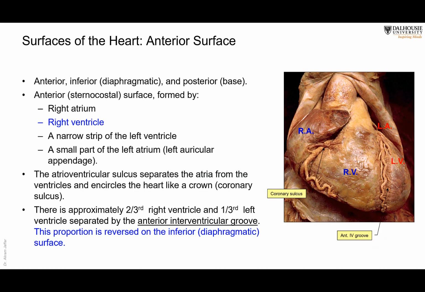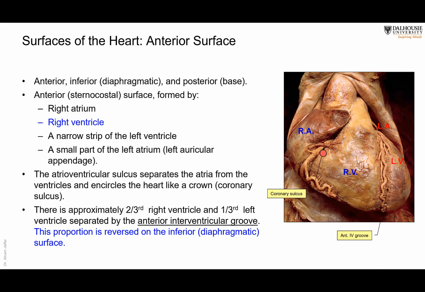Look at the actual anatomical heart here. You can see that although on the anterior surface you can see all four chambers of the heart, most of the anterior surface is occupied by the right side, the right atrium and the right ventricle. There is a groove here between the atria and ventricles, which is called the atrioventricular groove or the coronary groove or coronary sulcus, and it separates the right atrium from the right ventricle.